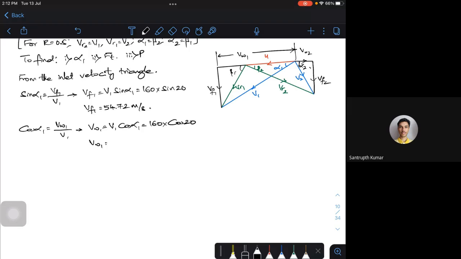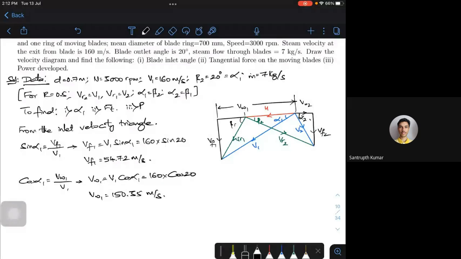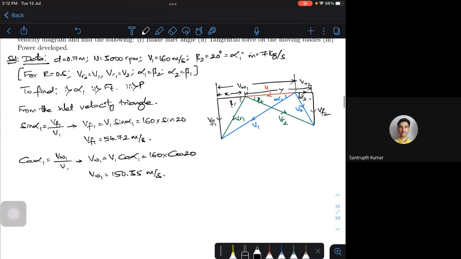So I am getting around 150.35. So all of you please verify these numbers that I am getting from my calculator. Yes, just verify that. Okay. Now here I am going to take this as x, and this as y. So then x is equal to VW1 minus u, and y is equal to VW2 plus u. So that is the same thing.